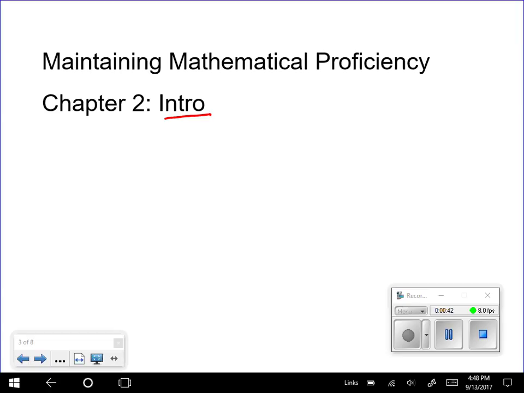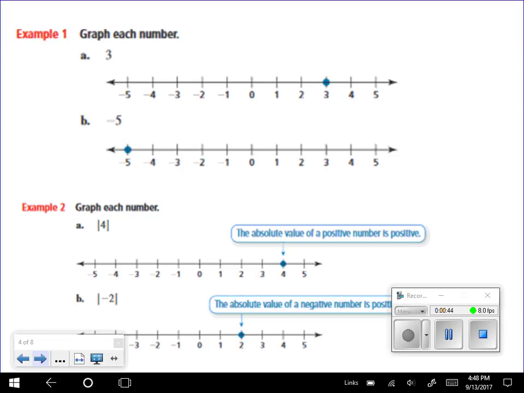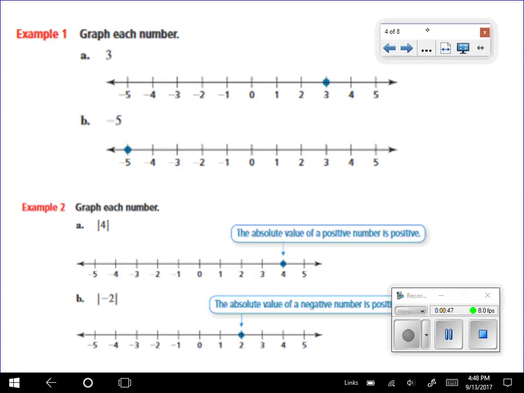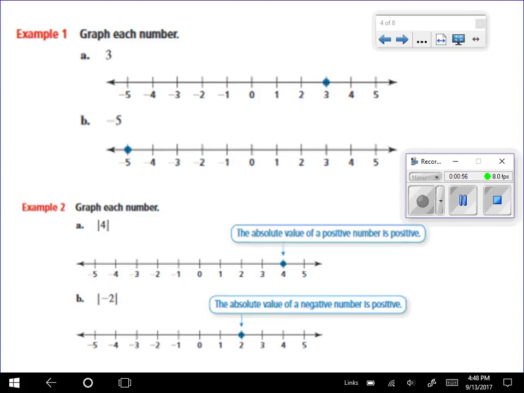So let's get started. We're just going to start with something as simple as graphing numbers, okay? Because remember, we will graph our inequalities, and it's important that we understand. These examples are already done for us. You can just write them down in your notes. It says graph each number. So the number is 3. If we're going to graph 3, we just need a dot on the number line at 3. It's a good reminder to get us back into that swing. Same thing with -5. We have a number line, and we plot our point at -5.